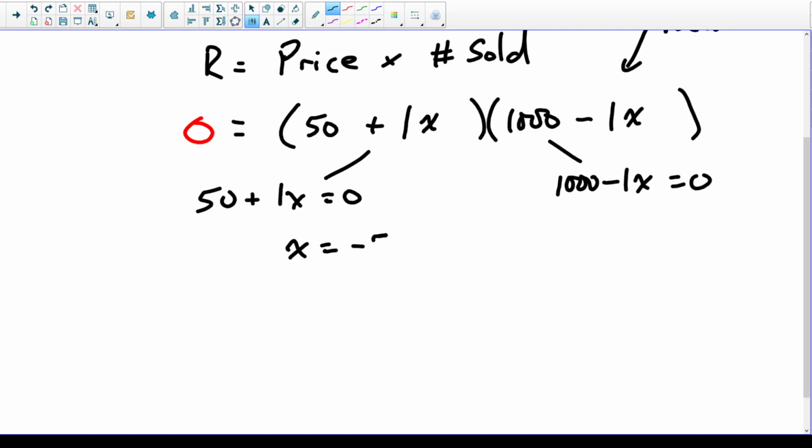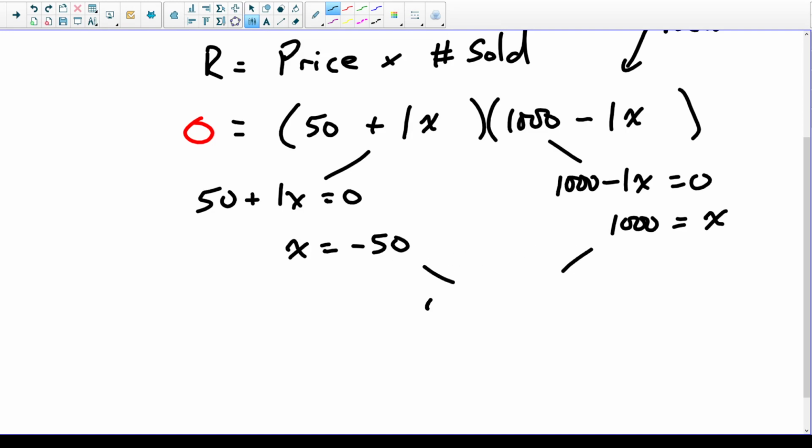So we get x is equal to negative 50. Now in this case, it's another one where we don't often see the x being negative. This is happening because these are word problems, and that happens sometimes in word problems. But we can easily fix that issue by just bringing the x over to the other side. Instead of bringing the 1000 over to the other side, we'll bring the x over to the other side. So these are my two zeros, negative 50 and 1000.